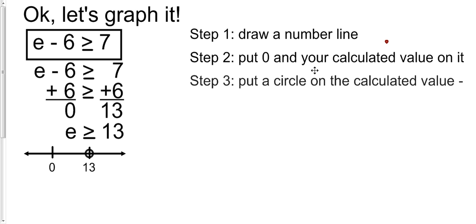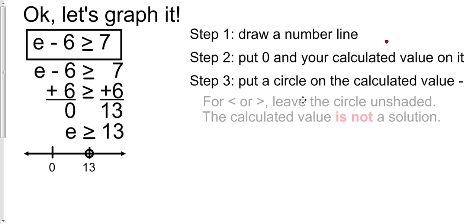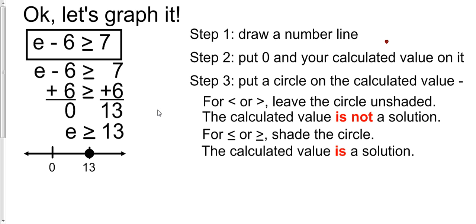We will put a circle on the calculated value, and we will make a choice as to whether or not we will shade our circle. For greater than or less than, we will not shade it. The calculated value is not a solution. But for this example, greater than or equal to or less than or equal to, we will shade the circle. The calculated value is a solution. This one is e is anything greater than or equal to 13. So 13 is a solution.